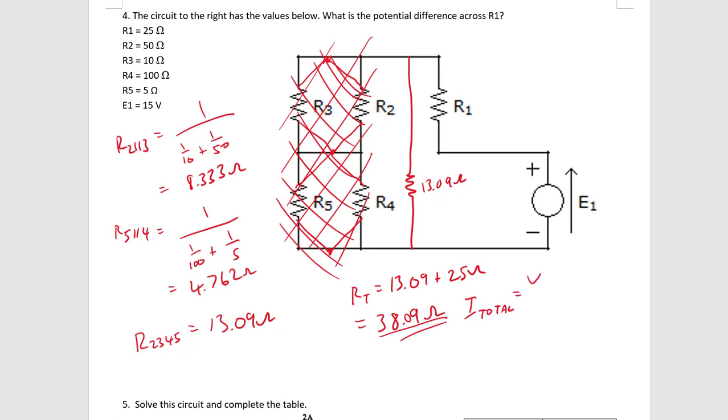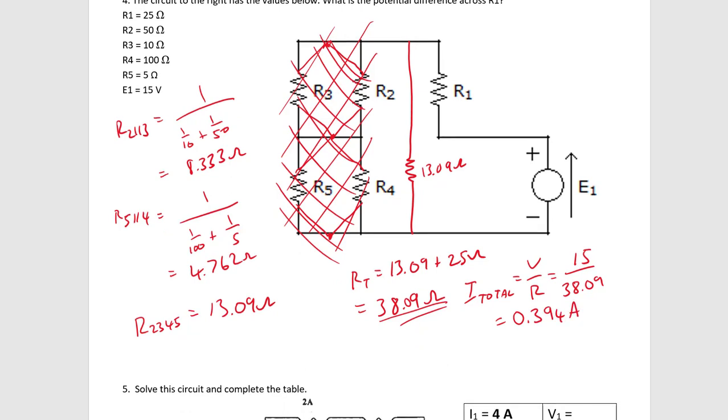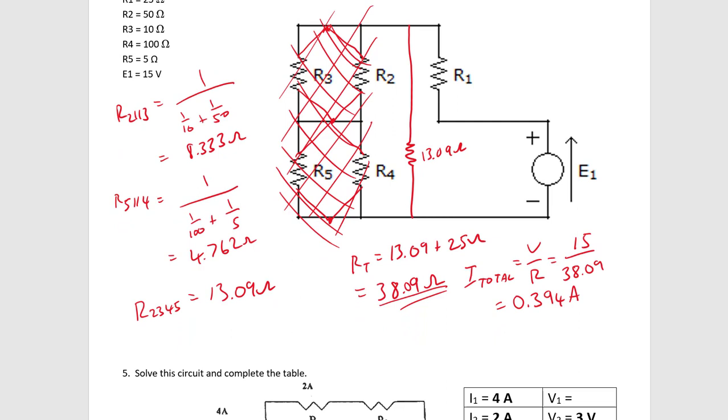Okay, so now that I've got the total resistance, I can work out the total current, and that's going to be your V on R. So that's going to be 15 volts divided by 38.09. And what you should get is 0.394 amps. And now that we know the current going through the entire circuit, that's the same as the current going through R1. So therefore, the potential across R1 is going to be equal to IR, which is 0.394 multiplied by 25.